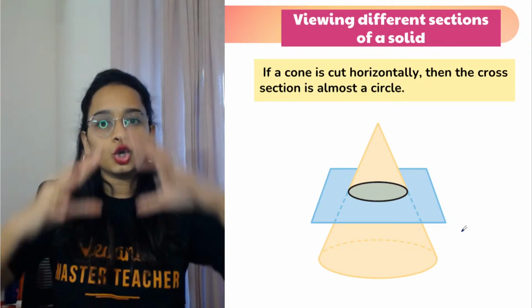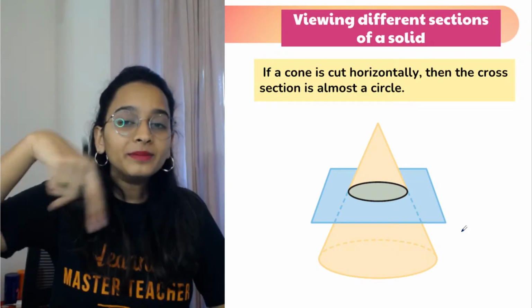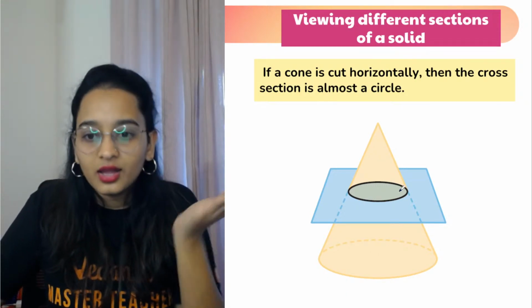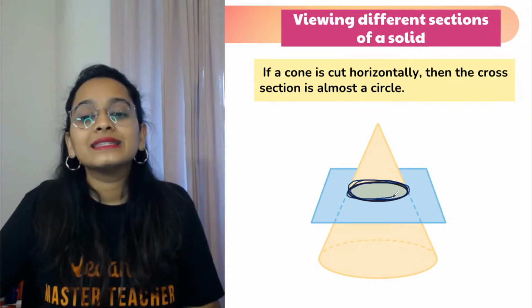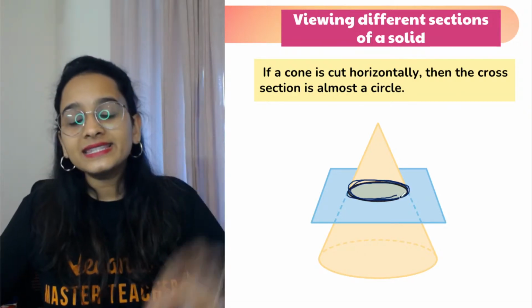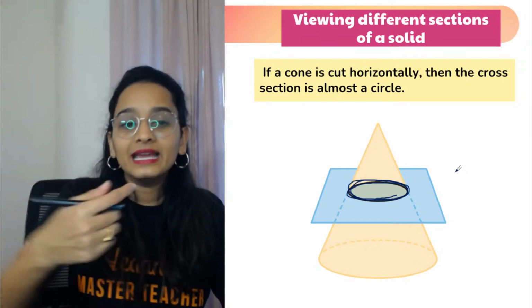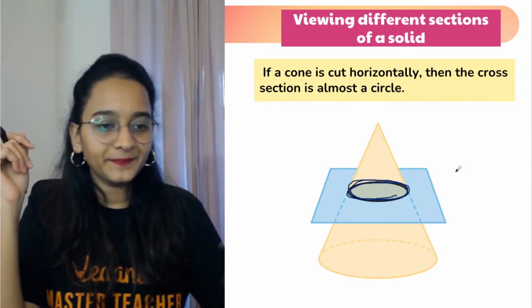Now, if I take a cone and slice it horizontally, what will be the cross section at the place where you are cutting? What will be the shape? It will be in the shape of a circle. So the cross section of a cone which is cut horizontally is a circle. Understood? Okay.